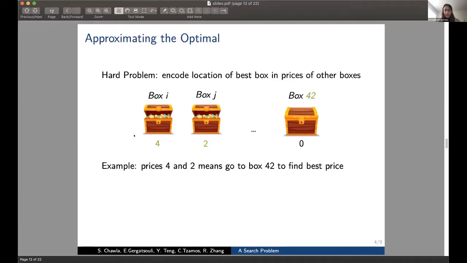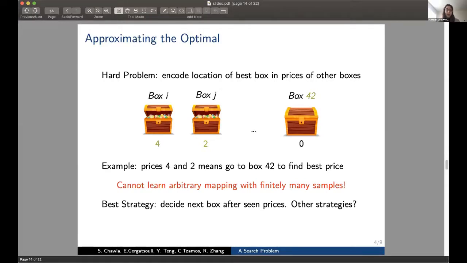Consider the following hard example. Let's say we have these boxes, and the location of the best box, the cheapest box in that case, is encoded somehow in the prices of the other boxes. So maybe in this example, we need to open box I and box J. We're going to see that inside they have values 4 and 2. And now we know that we should go to box 42 and get the minimum price, which we know is there. So the problem here is that we cannot learn an arbitrary mapping, and we can't learn it with finitely many samples.